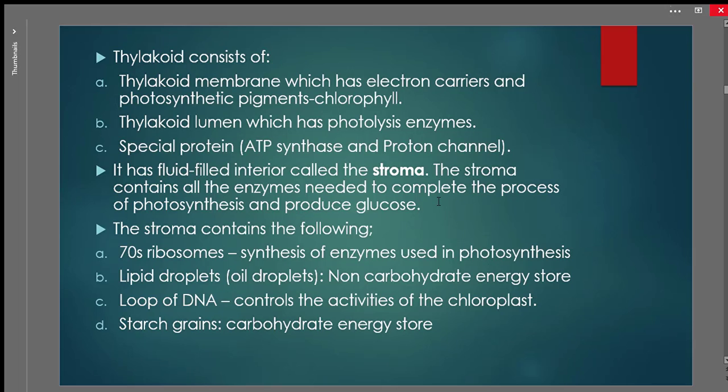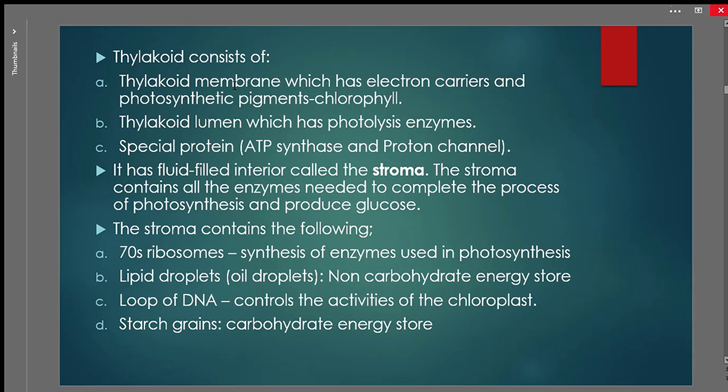Now, when we look at the thylakoid, it's made up, as I said earlier on, of the thylakoid membrane, the thylakoid lumen, and a special protein which we call ATP synthase, which is a proton channel, because this is where hydrogen ions pass through from the lumen, that's the thylakoid lumen, to the stroma.